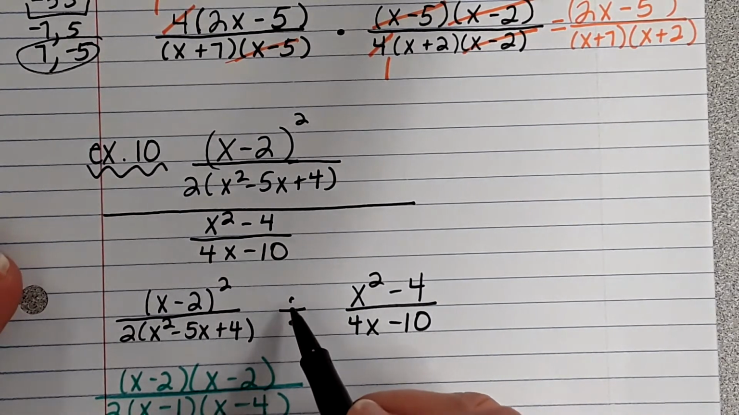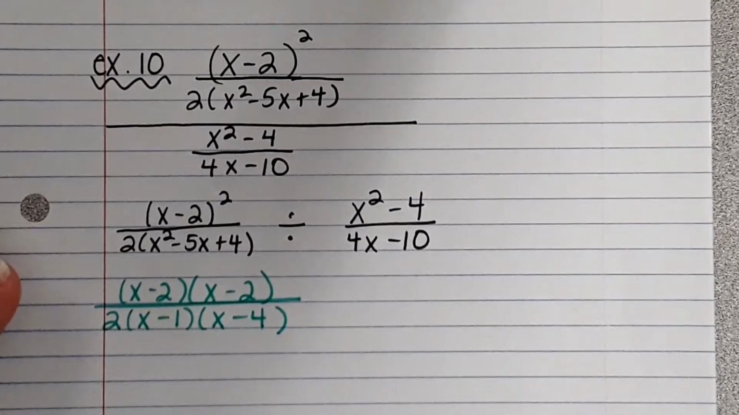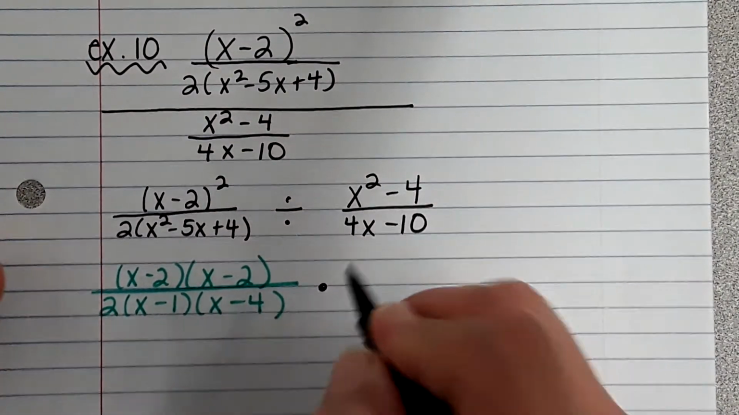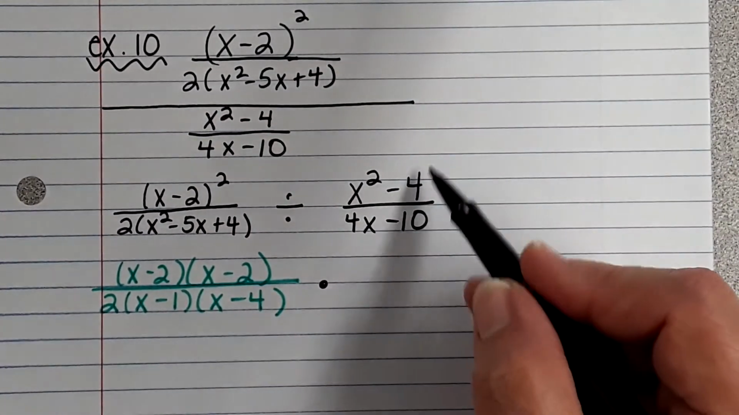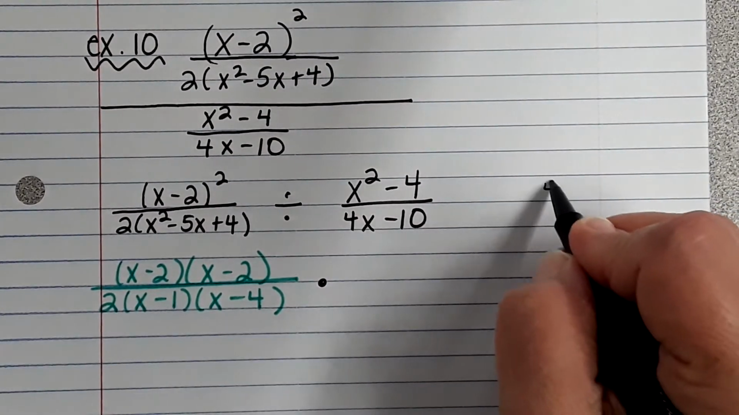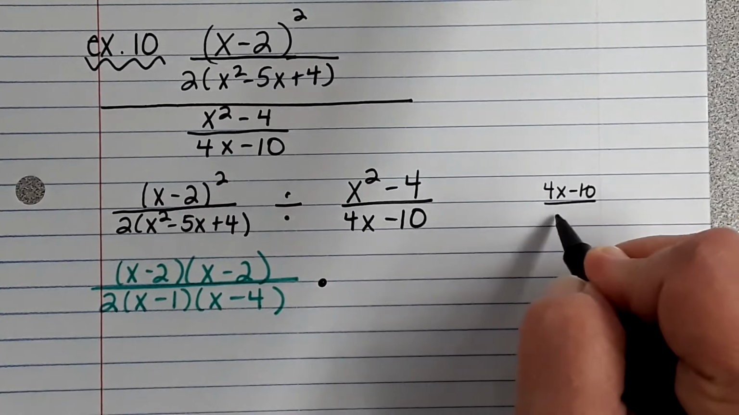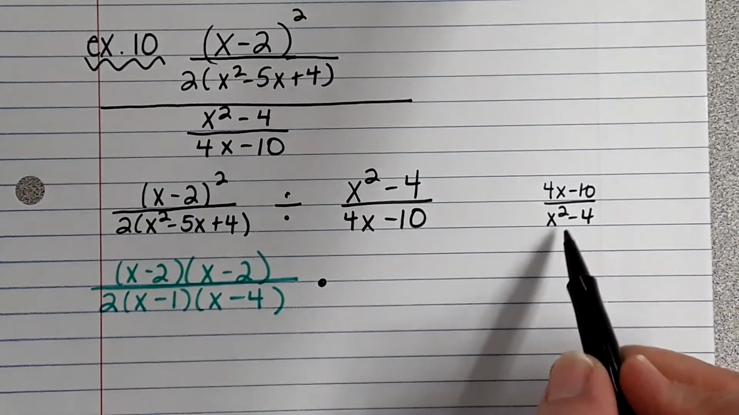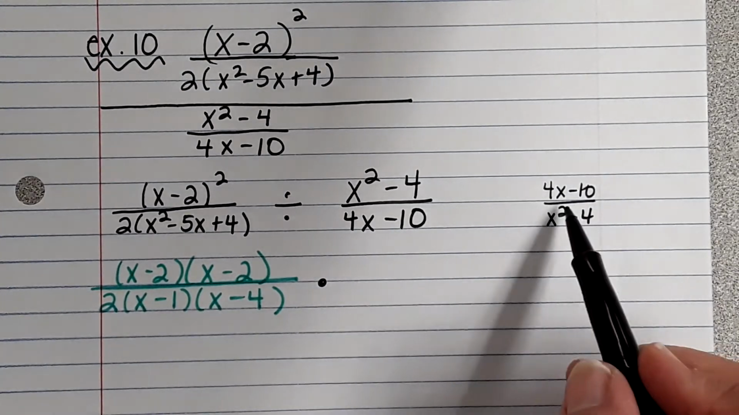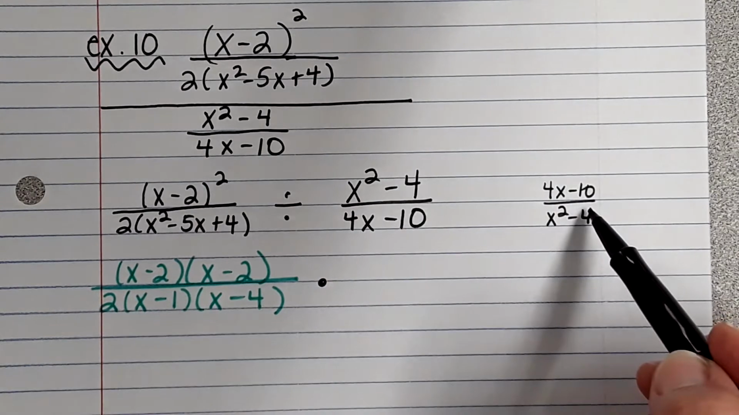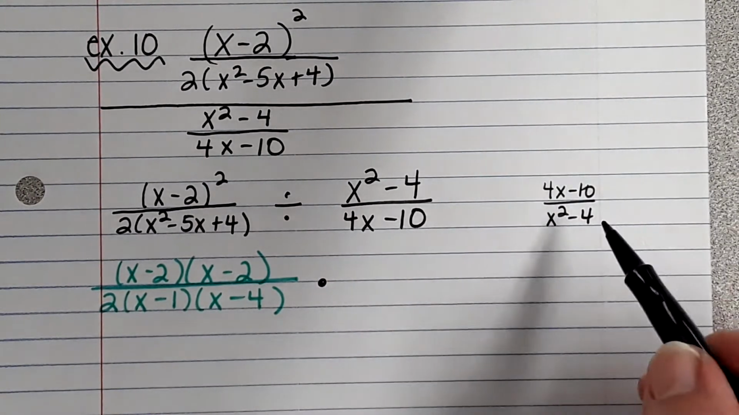We're going to change the division to multiplication. And now we're going to flip this fraction upside down. And I just did that to the side so that I can factor it. So I'm going to factor 4. Remember, I flipped it upside down. That's what I did over here. Now I want to write it in factored form.